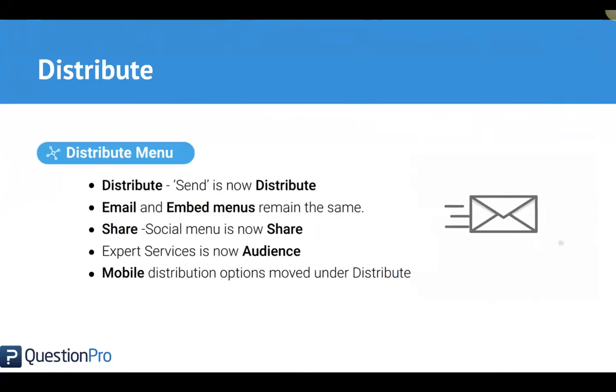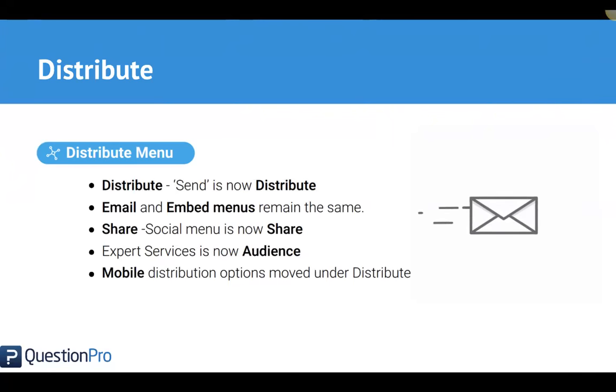Under the distribute menu, which we used to call the send menu, it's been renamed to distribute, and it offers, again, multiple ways to deploy a market research survey. Underneath it are the email and embed menus, which have remained the same. The share option, which used to be the social media or social menu, is now share. That's where you can allow people to share on LinkedIn, Facebook, and so on. They also have QR codes there as well.